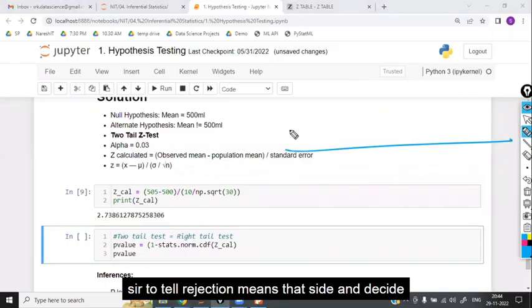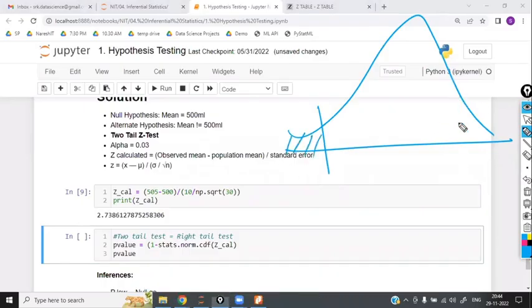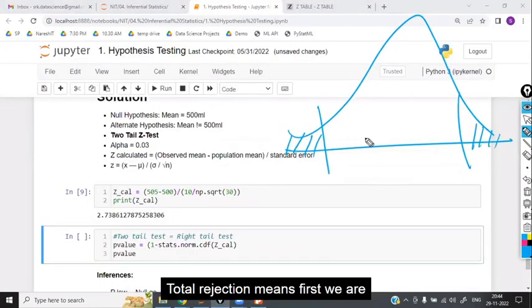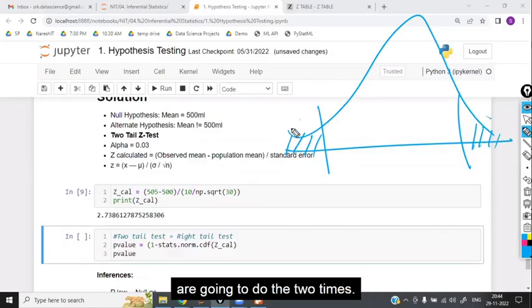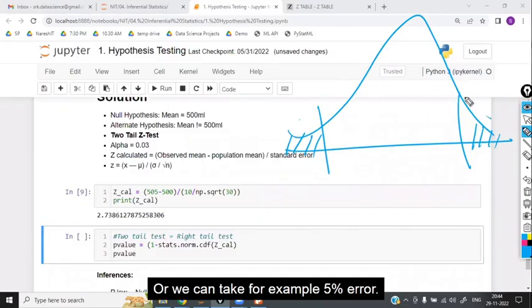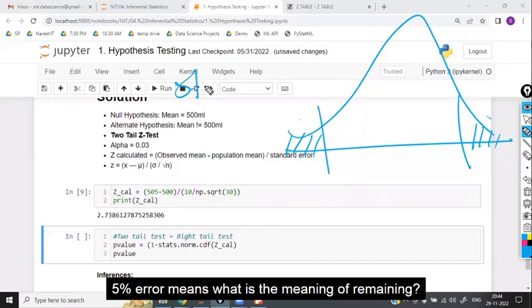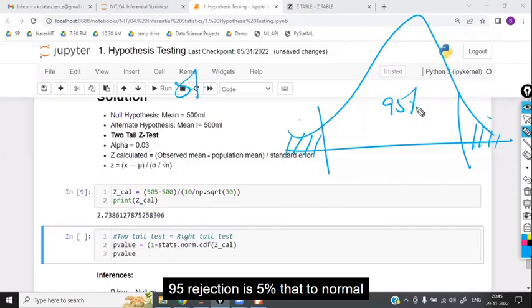Sir, two tail rejection means that side and this side. If it is less than 500, it is a problem. If it is greater than 500, it is also a problem. Two side rejection. Two tail rejection means we first calculate the right side area and multiply it by 2. Or take, for example, 5% error. 5% error means the remaining 95% is confidence, that is acceptance. Acceptance is 95%, rejection is 5%.